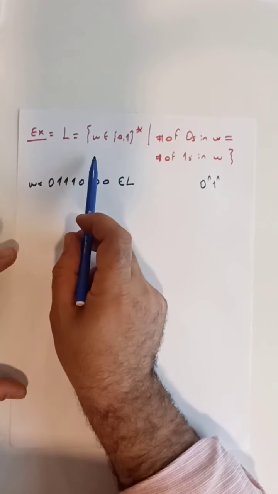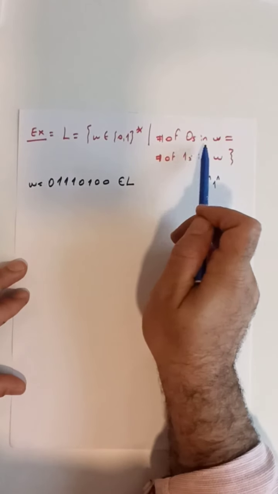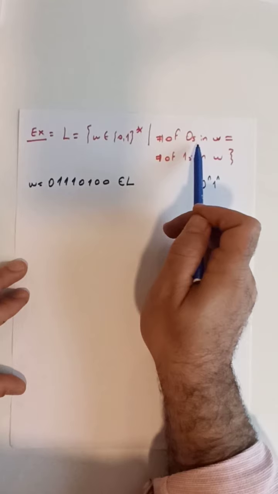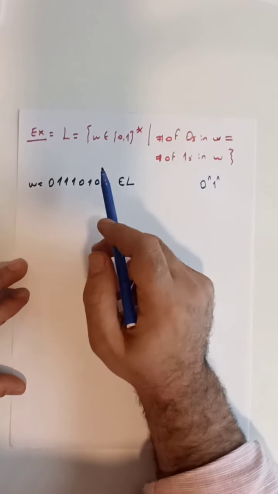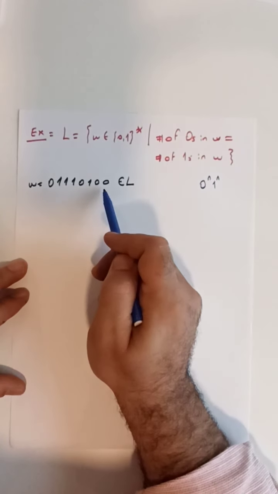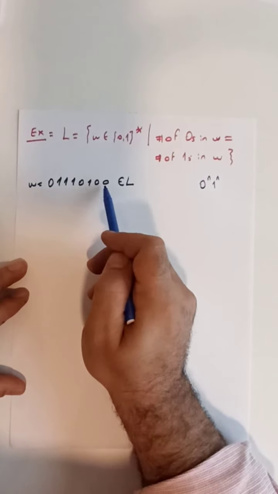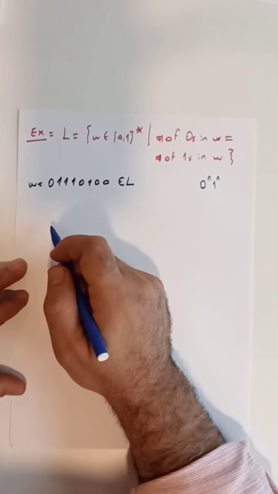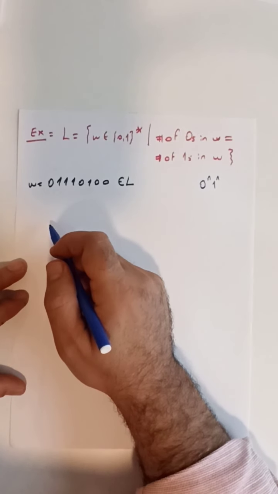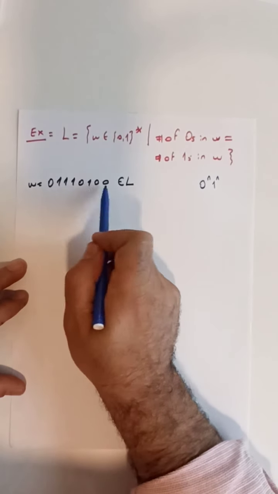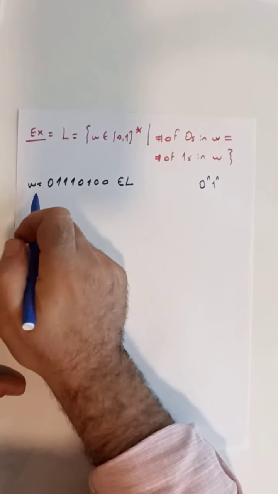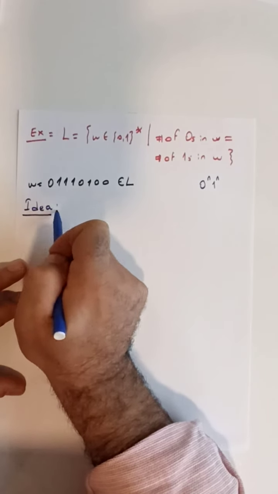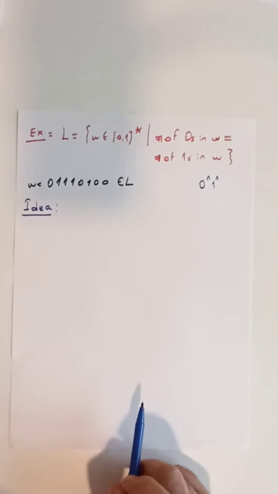However, with this language, we don't have a specific order determined for the symbols 0 or the symbols 1. They can be in any order as long as their count overall is the same. So how can we solve this? How can we design a PDA that will recognize all such strings? Again, let's first try to describe the informal idea to design such a PDA.